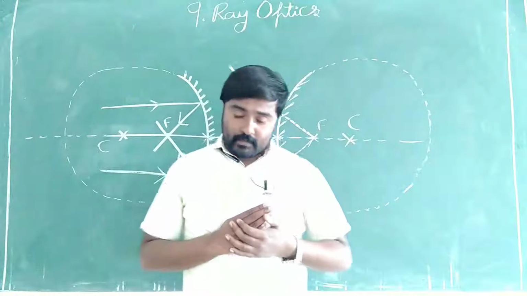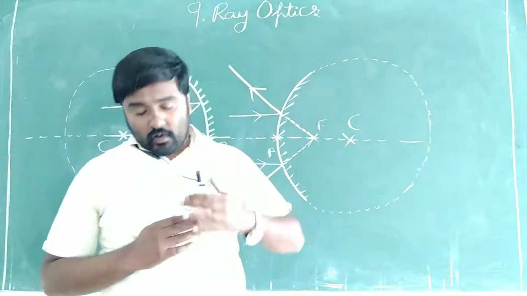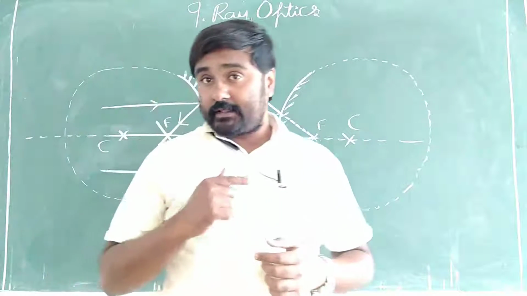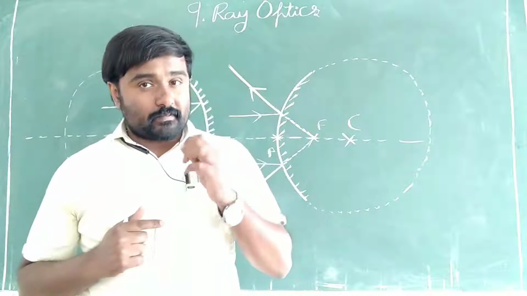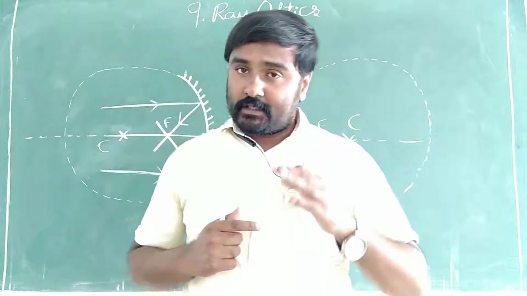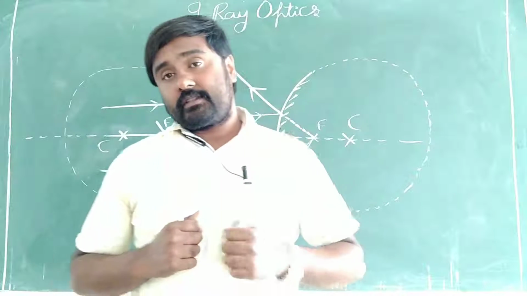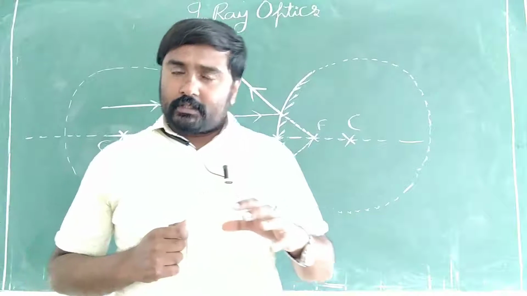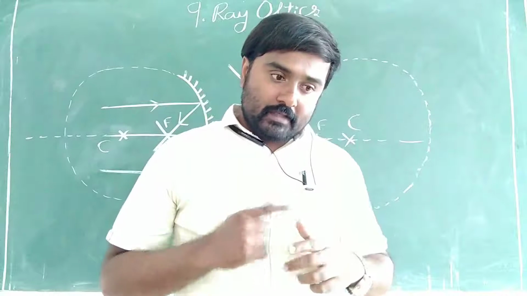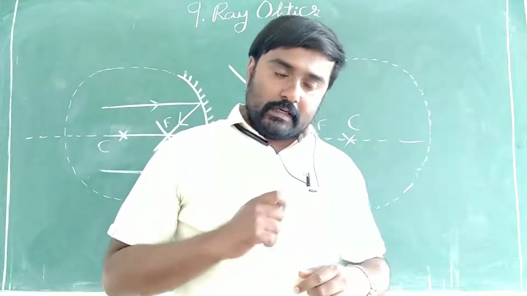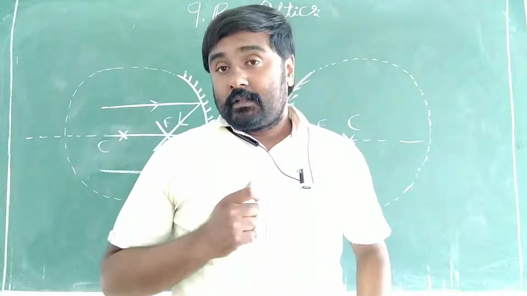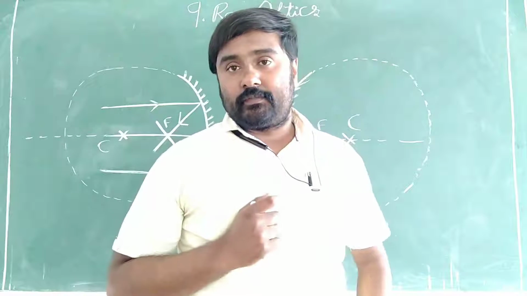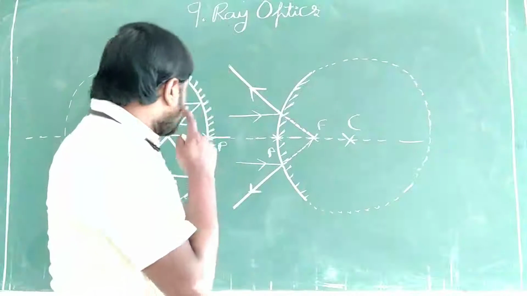If the distances are measured in the direction of incident light, such distances are taken as positive. If the distances are measured opposite to the direction of incident light, such distances are taken as negative.